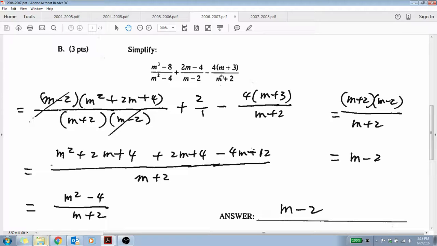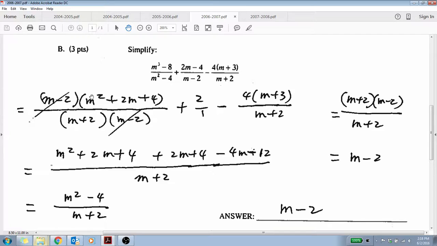And then over here, okay, there's nothing we can really cancel out at this point, so we're just going to leave this to be the same. And notice for this first term over here, the m minus 2's will cancel once I factor, so I'll cross those off. So we kind of did a combination of steps here, but I need to find a common denominator to add this with this along with this. So my denominator is going to be m plus 2.